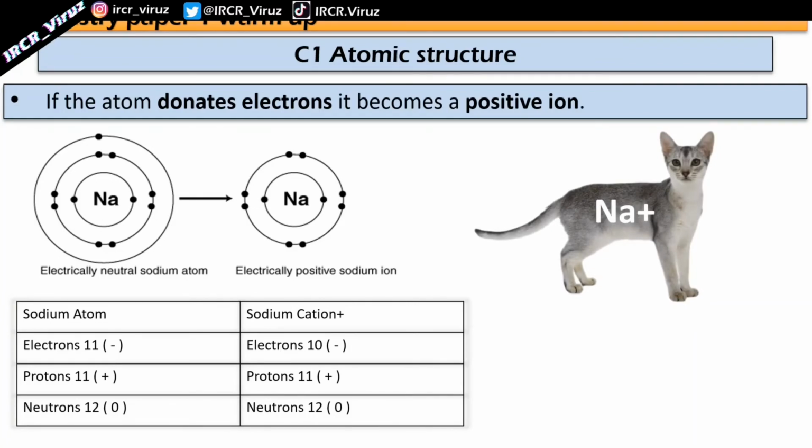Now, if the atom donates electrons, it becomes a positive ion, and the way that we record that, this is the way I tend to teach it to my students, is that cat got paws, and paws means positive, okay? And the name of the positive ions is cations. So cations, cat got paws, those are positive.